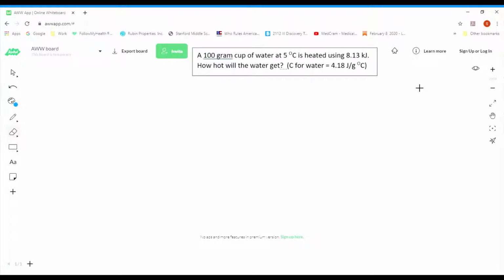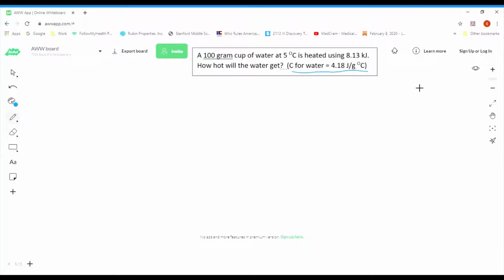At 5 degrees Celsius, it is heated using 8.13 kilojoules. How hot will the water get? In other words, what's the final temperature? They're going to tell us that C, the specific heat capacity for water, is 4.18 joules per gram degree Celsius.